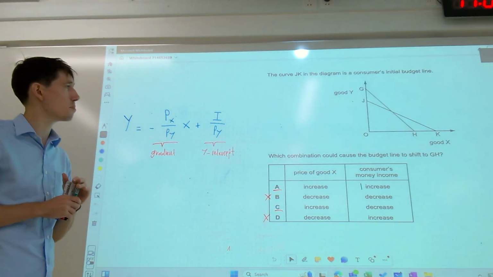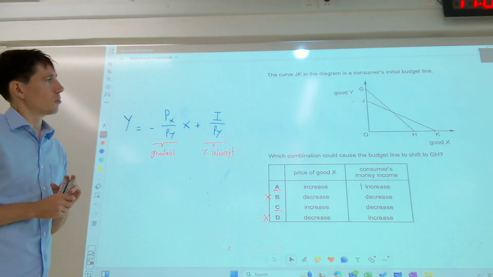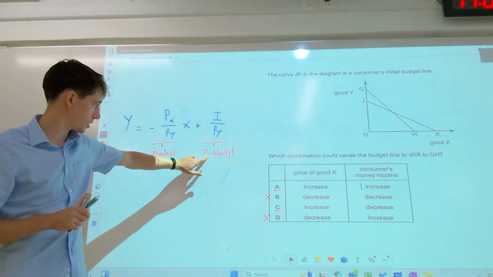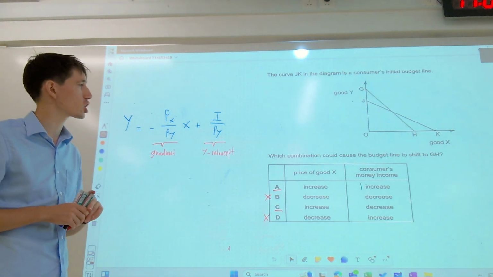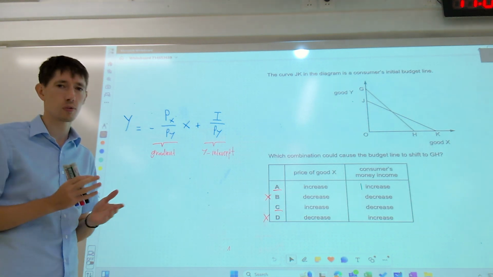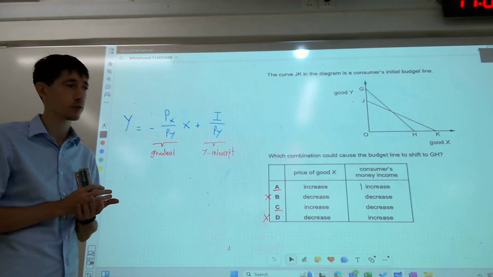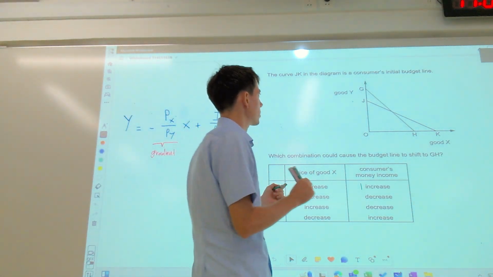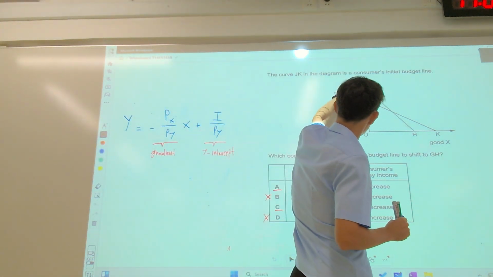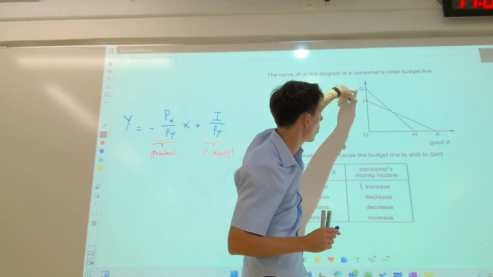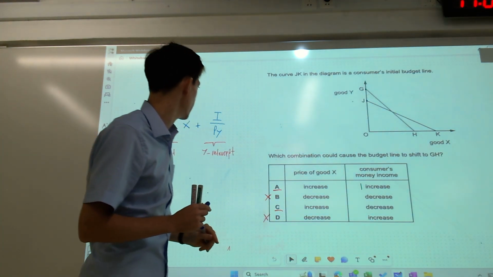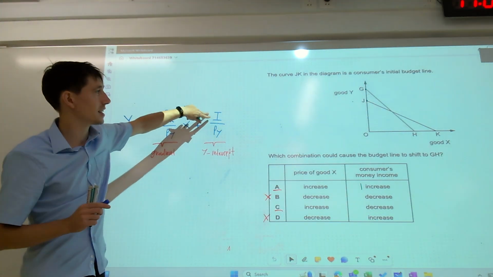What about our money income? For this we can look at the Y-intercept, because we are assuming here that the price of good Y is remaining unchanged. So we're fixing the price of good Y, but then how is it that it becomes possible to consume more units of good Y? Well, it must be that our income has increased.